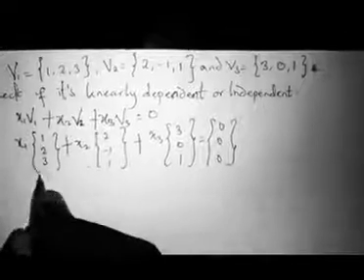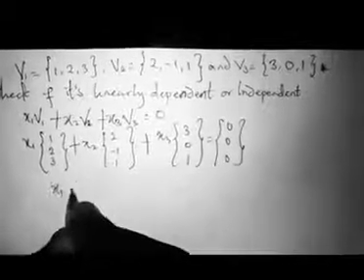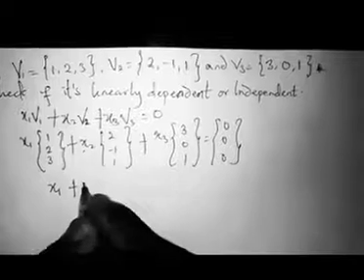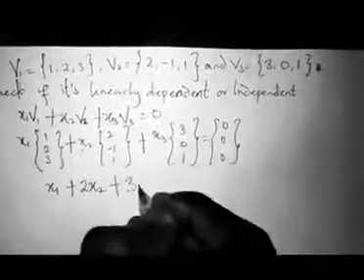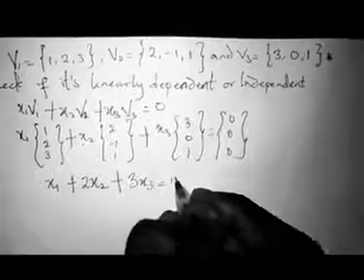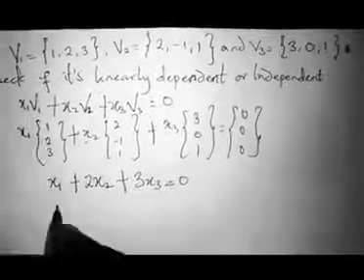So x1 times 1 will give us x1, plus x2 times 2 will give you 2x2, plus x3 times 3 will give you 3x3 equals 0. So x1 times 2 will give what?